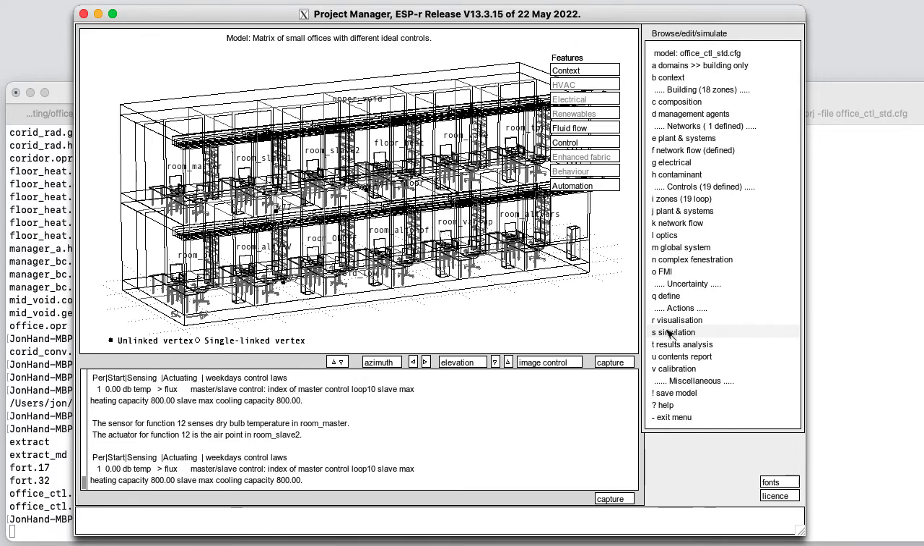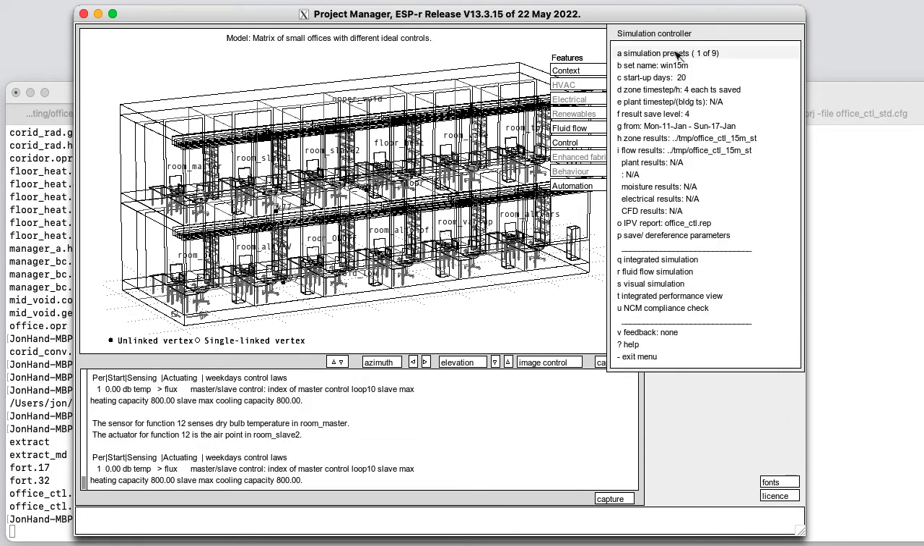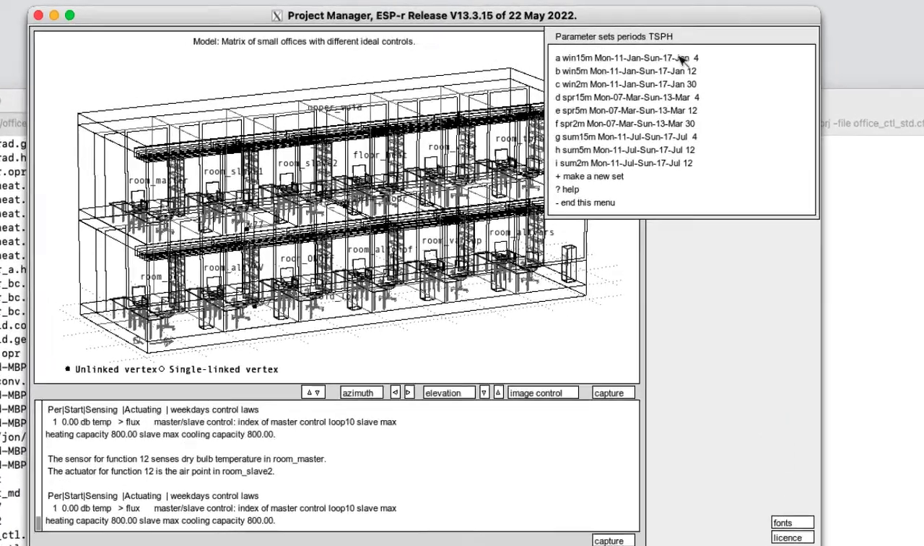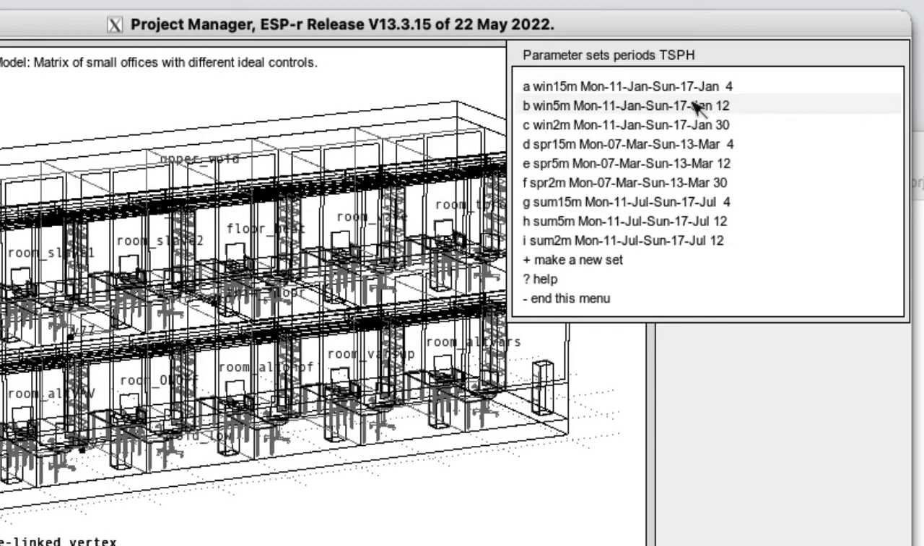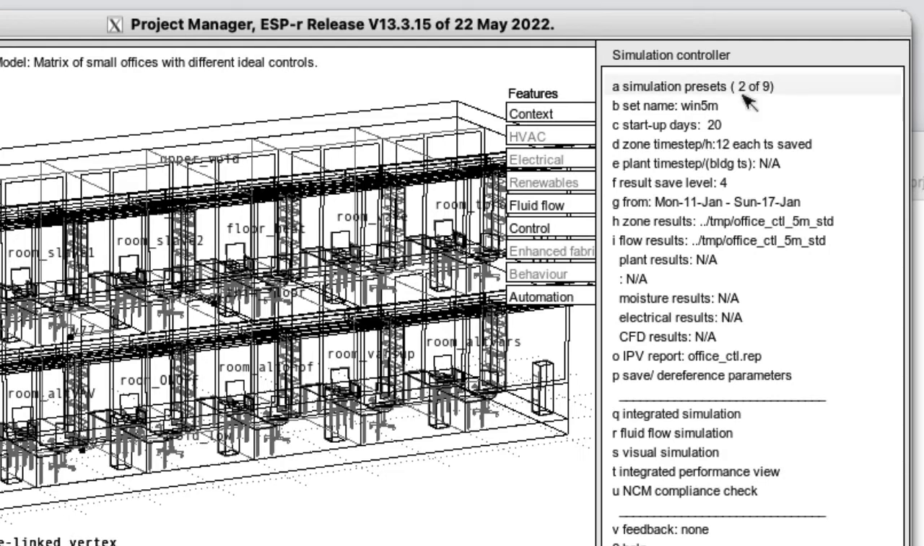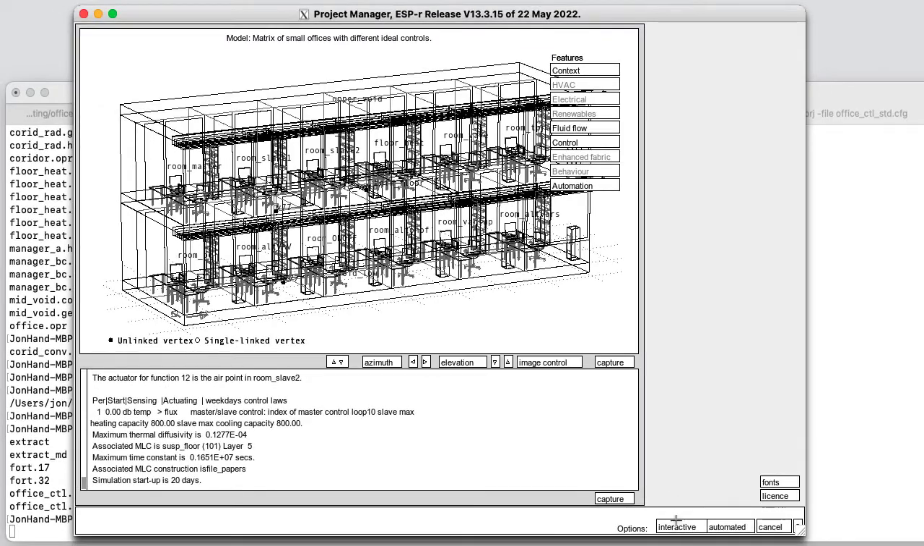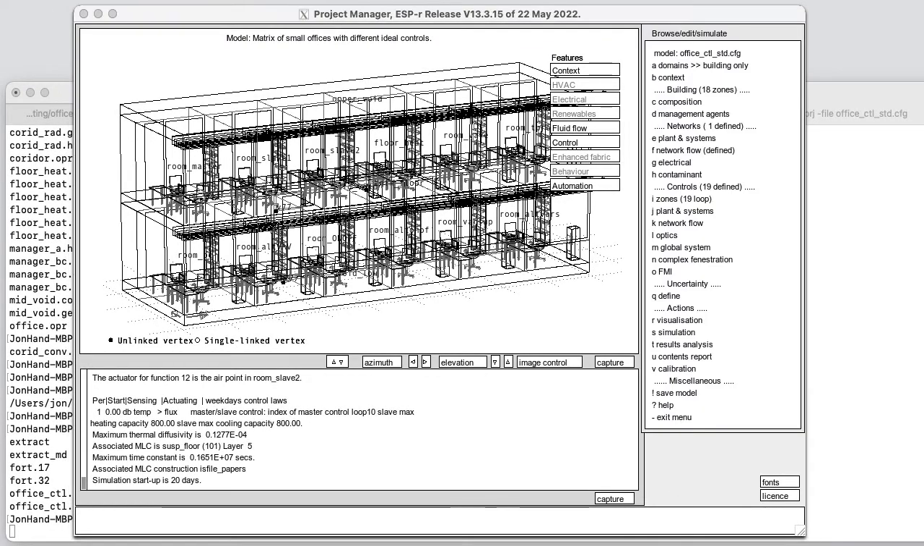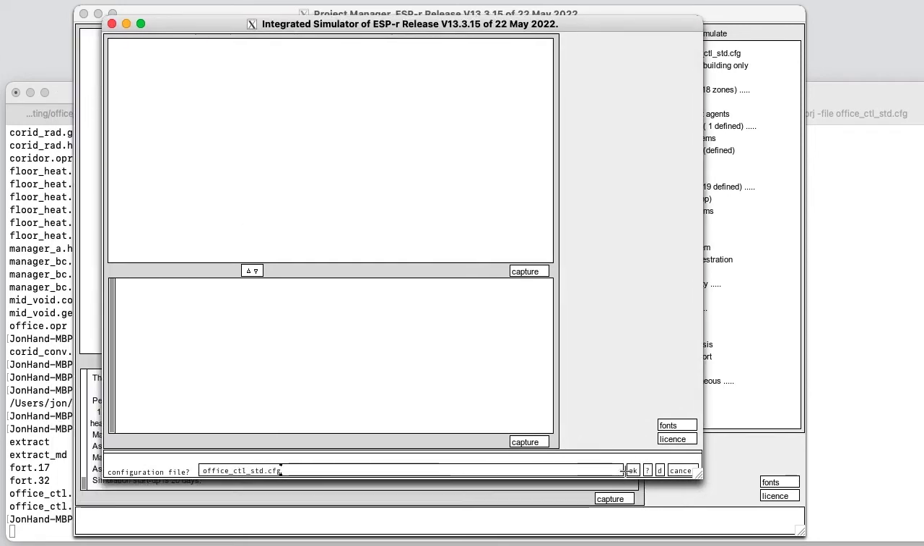So if we go to simulation and go to the simulation presets, let's take a winter period of a week with a 5 minute time step. So there'll be 20 startup days. We're saving all the information and we're running at a 5 minute time step. So integrated simulation, interactive. Let's watch it as it happens. Initiate simulation.